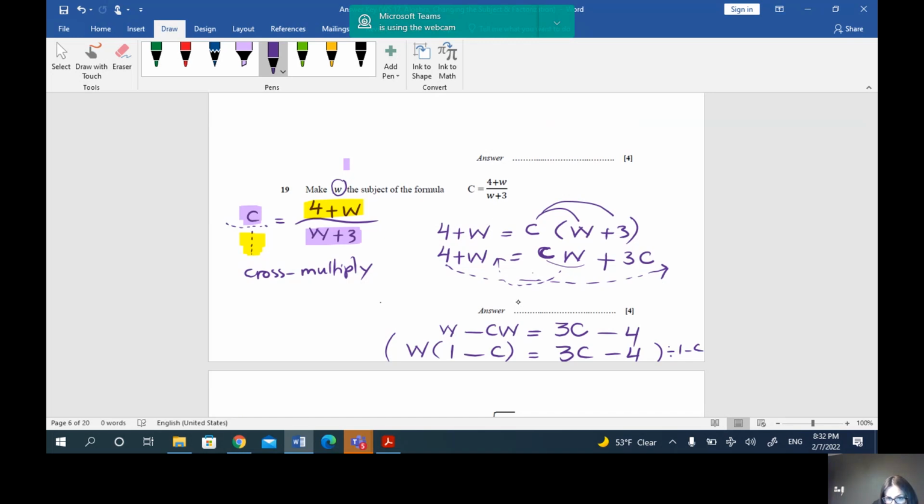Accordingly, the answer here will be W is equal to fraction line. What's on the right side? It's 3C minus 4 over 1 minus C. And this is the final answer.